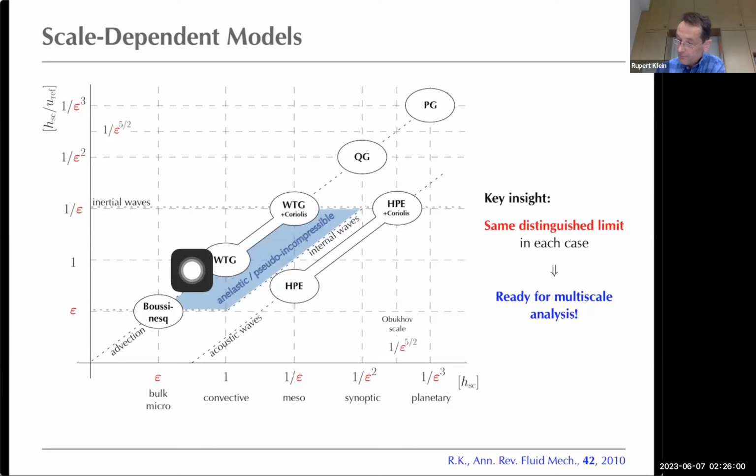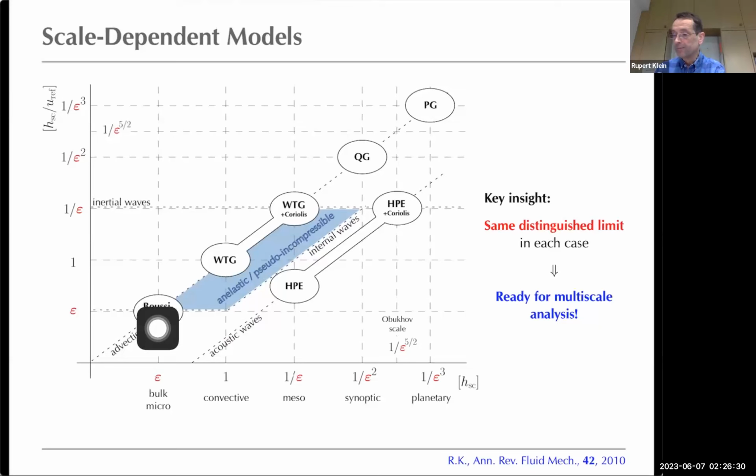Namely, I derived all of these models with one and the same distinguished limit for my original three parameters. Remember, epsilon cubed, epsilon, and square root of epsilon. And I never had to change this distinguished limit when deriving any of these models. This means that all of them are compatible with one and the same distinguished limit in the parameter space.